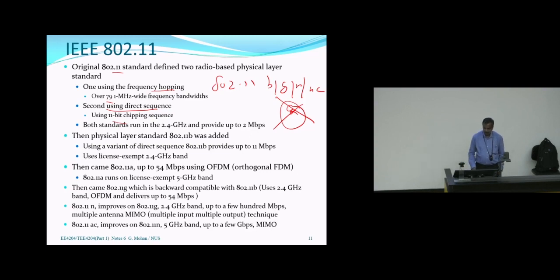Both standards were using 2.4 gigahertz. Even now, you can see on any wireless device, 2.4 gigahertz, and there is another band, 5 gigahertz.